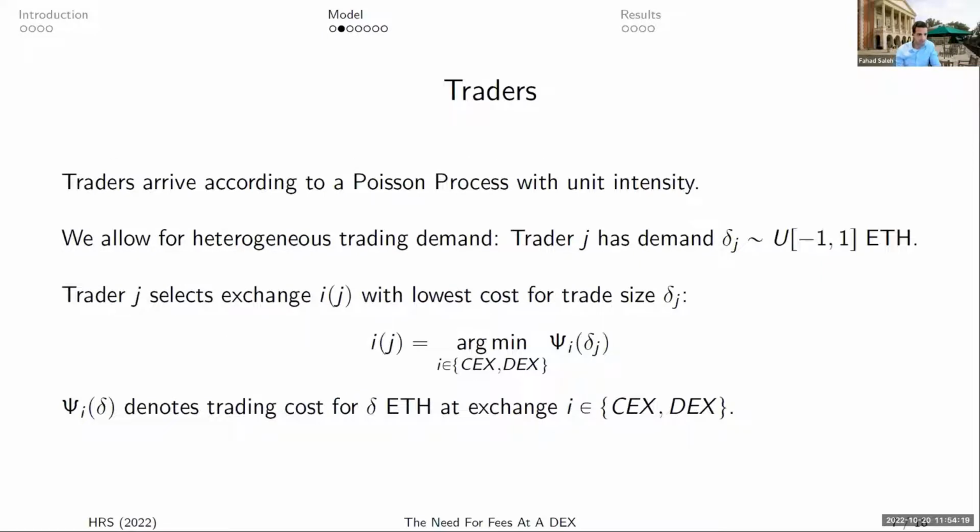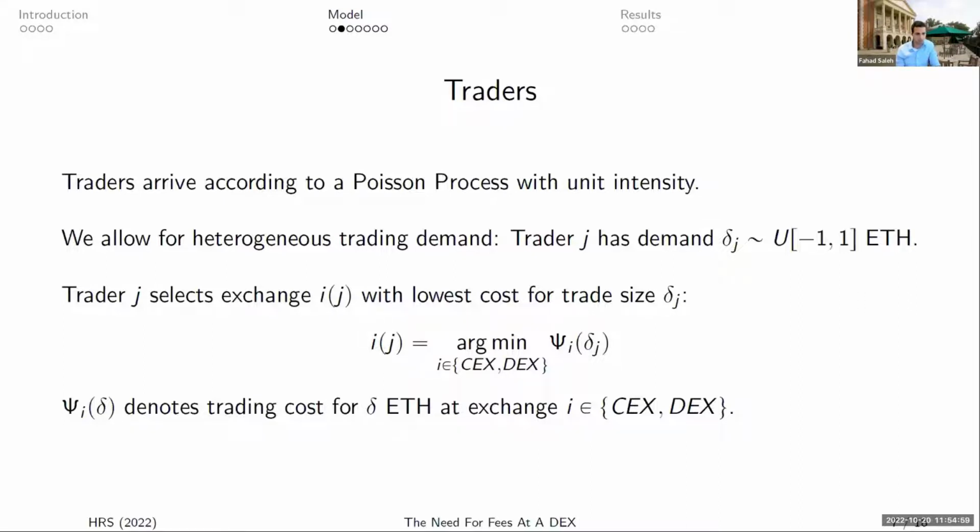Now, getting maybe a little bit more into the details of it, the traders are going to arrive during the period according to a Poisson process with unit intensity. The specific dynamics of how they arrive isn't particularly important. This is just a traditional way, of course, in which people model the arrival of traders. As I was saying earlier, we allow that traders have heterogeneous trading demand. So trader J has a demand delta J, which is drawn from, in this case, a uniform distribution, which is supported negatively and positively. So negative means that you are selling ETH, and positive means that you are buying ETH.